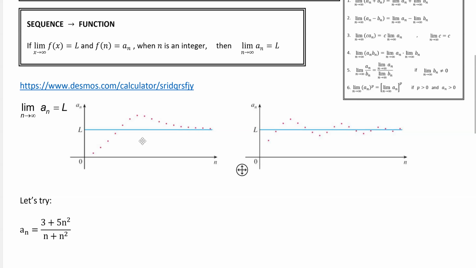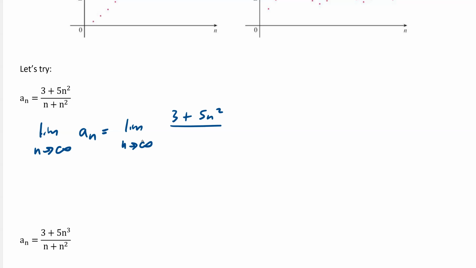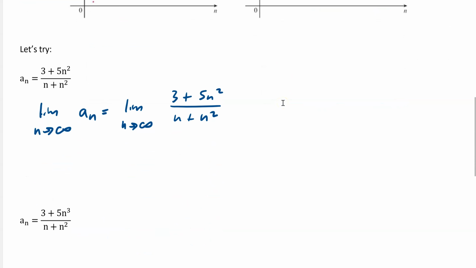All right, so let's just try one, so you can feel a little more relaxed when you do this. We've seen rational expressions before. So we're going to be doing the limit as n approaches infinity of our a sub n, and we want to see what it becomes. We handle these limits just like we did before. If our function has a limit and f of n is a sub n, then that means our a sub n also has a limit. So basically, all we have to do here is just take our limit.